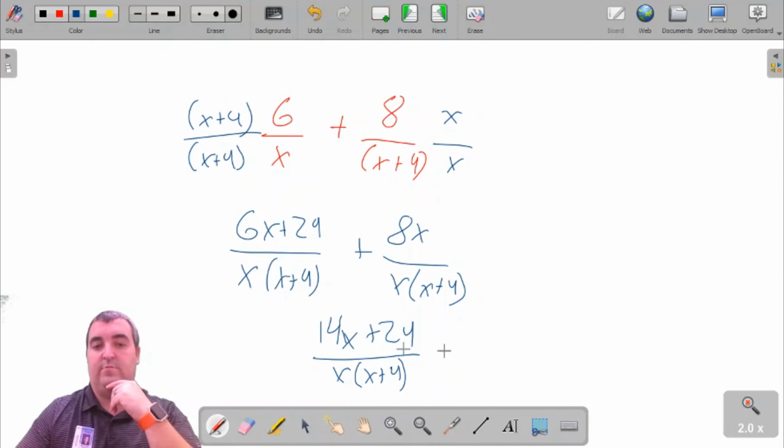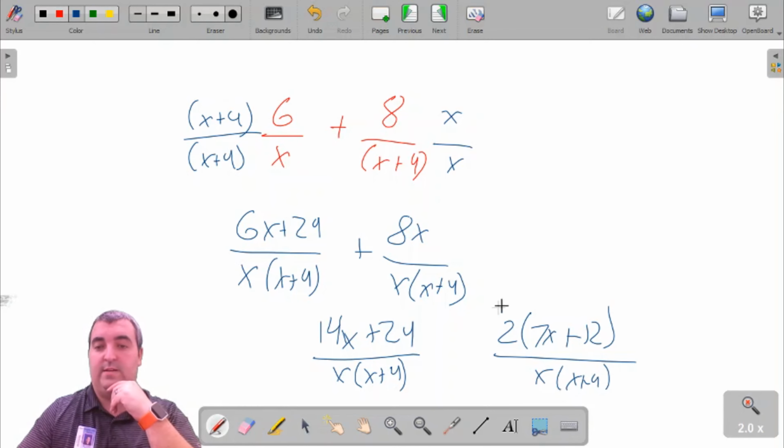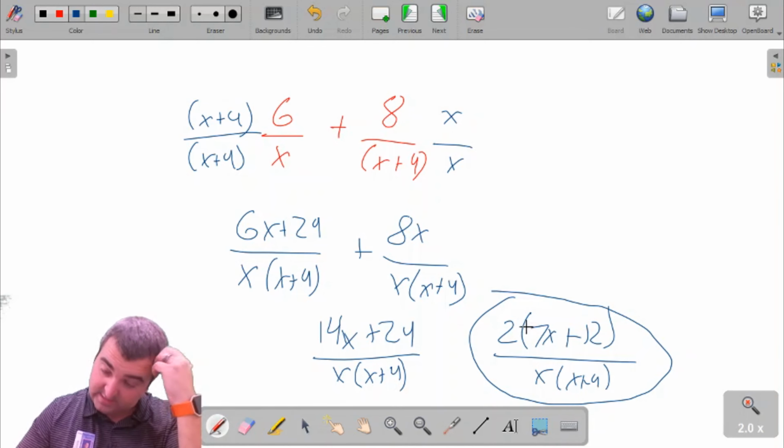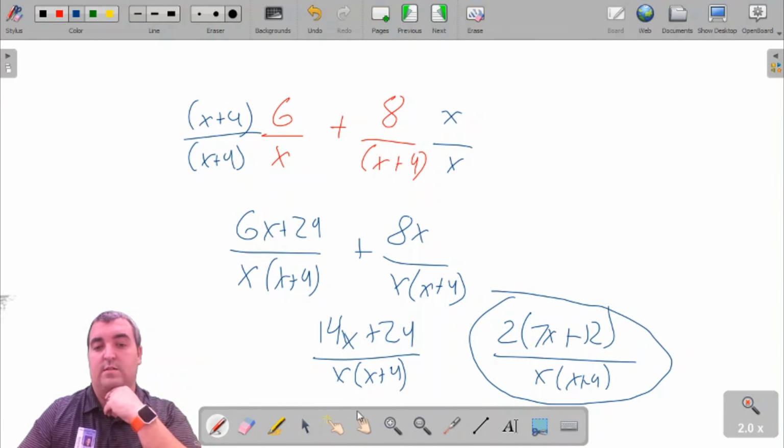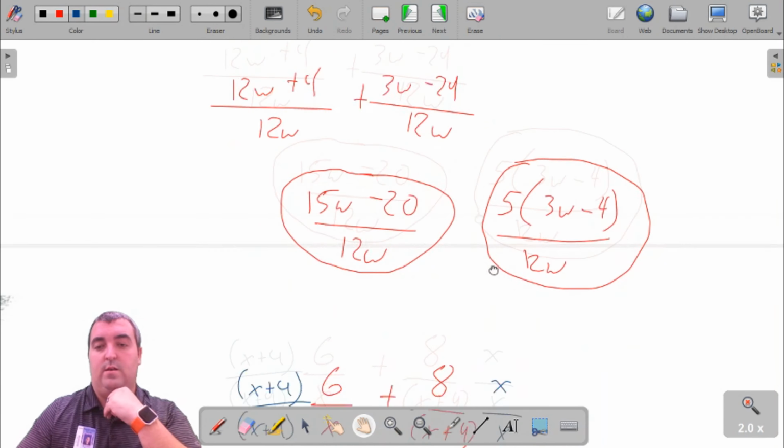And then the only thing we can do up top is take out a 2. So you get (7x + 12) over x and x plus 4. Well, I don't see an x plus 4 or x on the top as a factor, so we are done there. Okay.